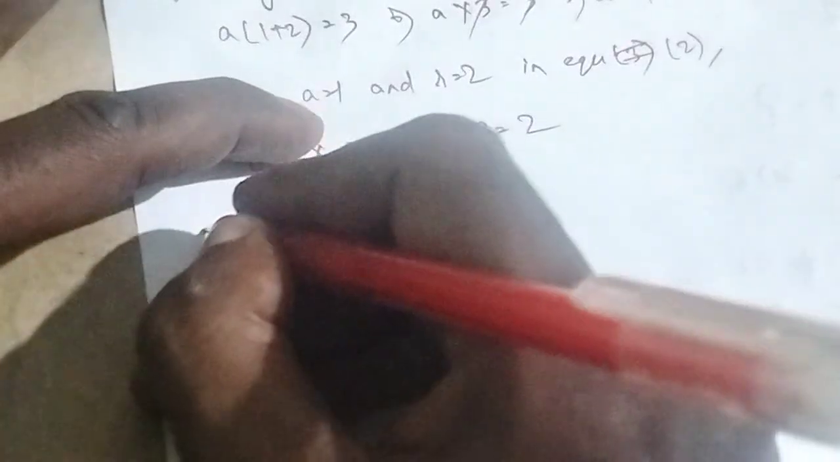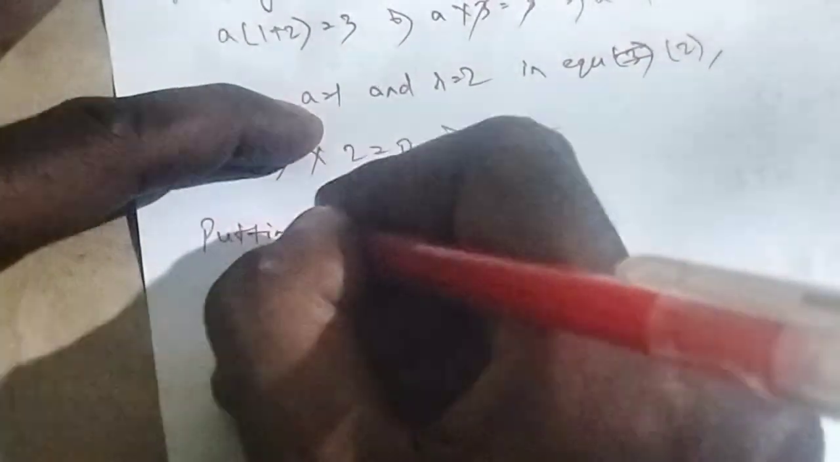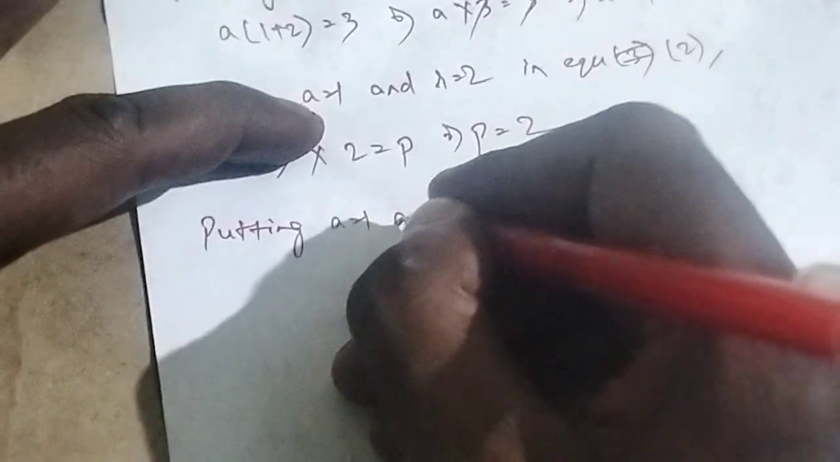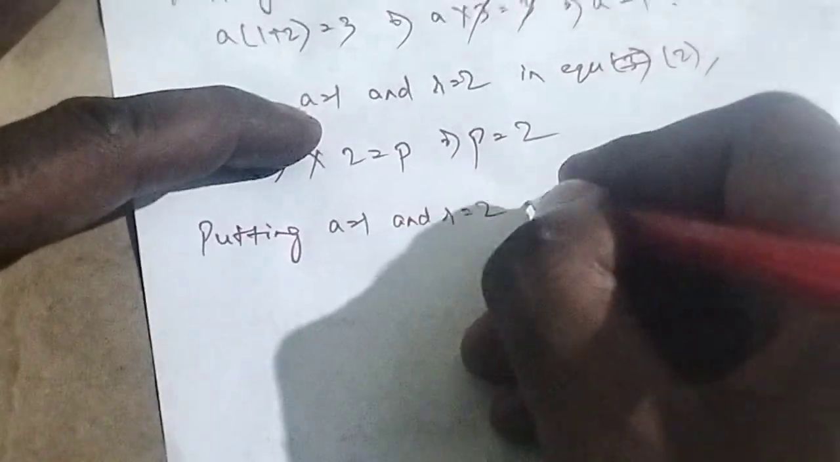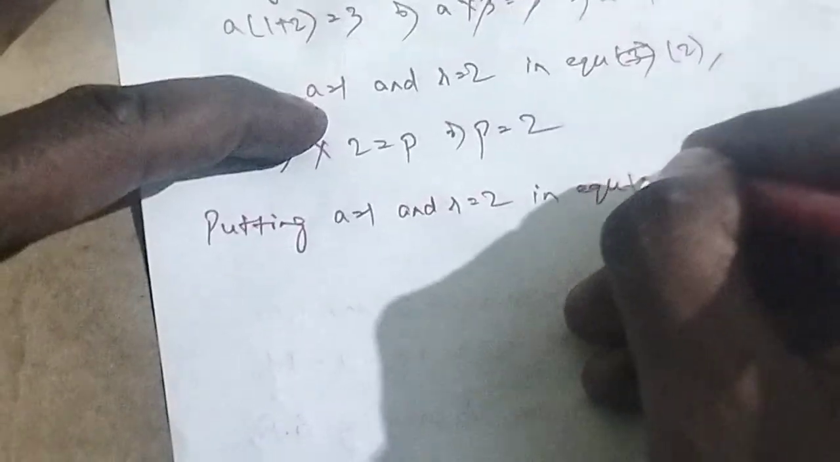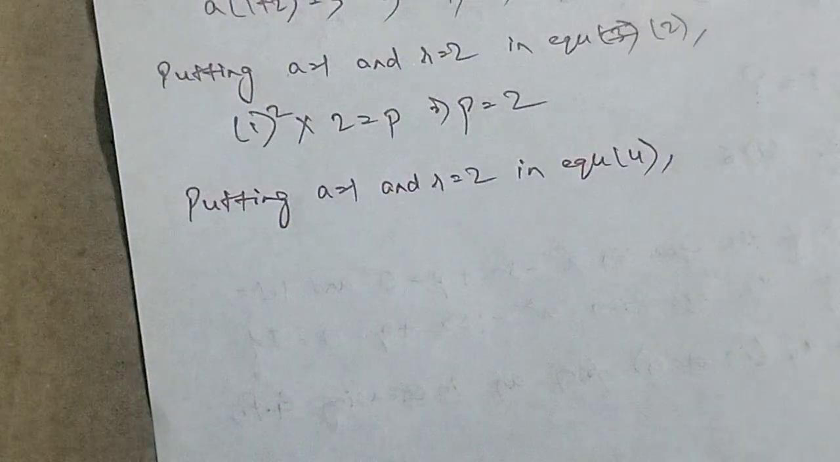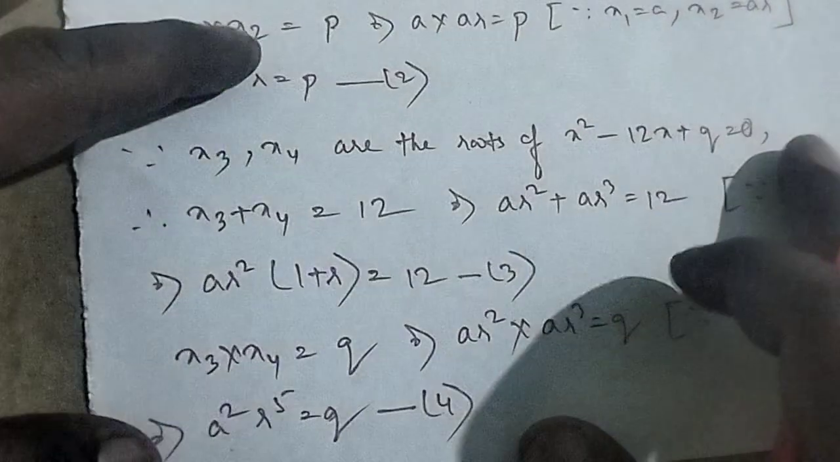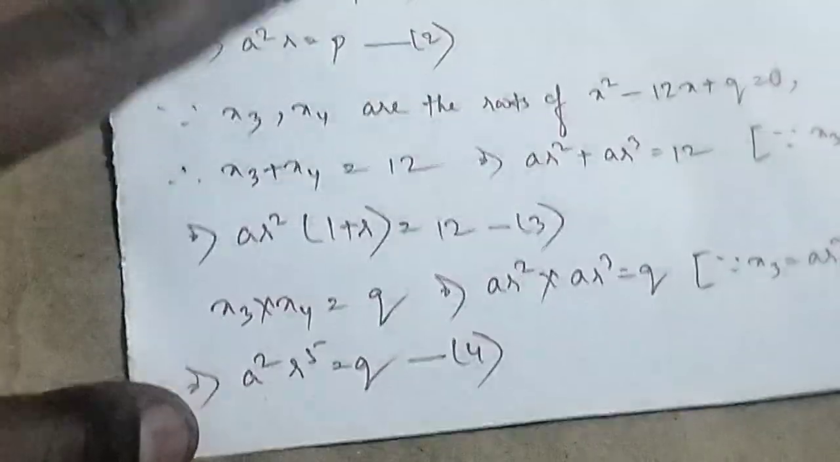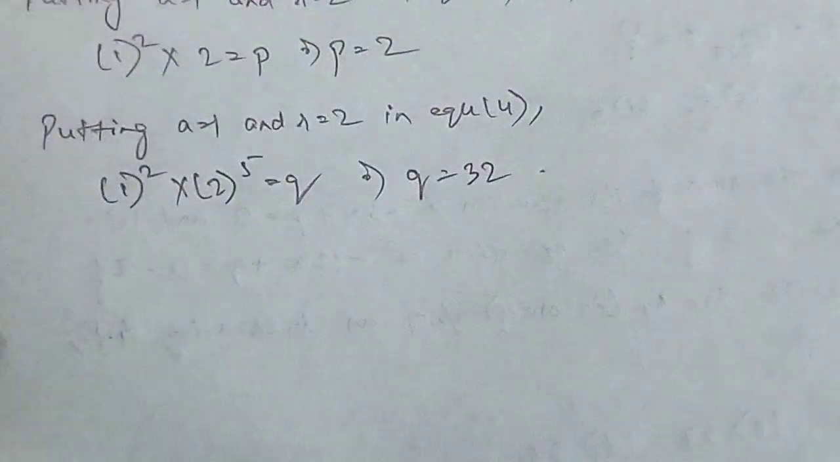Now again putting A is equal to 1 and R is equal to 2 in equation 4. What was equation 4? A square R to the power 5 equal to q. A square means 1 square into 2 to the power 5 is equal to q. That means q is equal to 32, right?